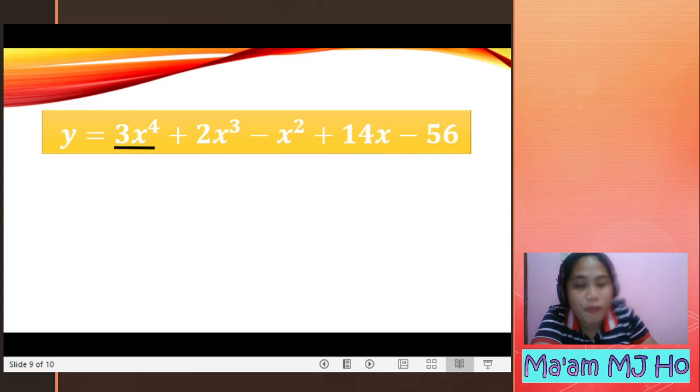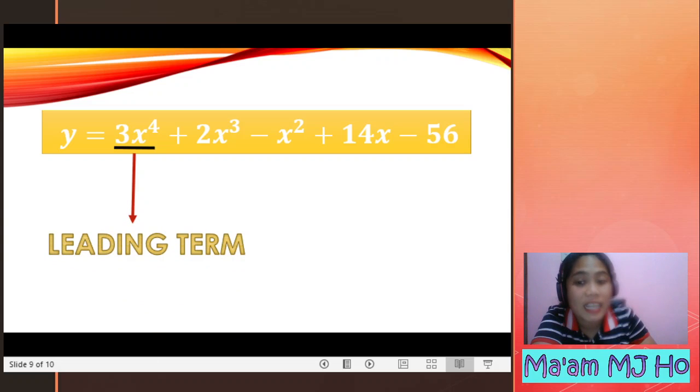So 3x raised to 4 is the term with the highest exponent. The highest exponent in our given example is 4. Therefore, we can consider 3x raised to 4 as the leading term. And out of the leading term, we can classify the leading coefficient. When we say leading coefficient, ito yung number na nasa tabi ng ating variable ng ating leading term. In our case, 3 is our leading coefficient. And yung pinatandaan ko sa inyo kanina, na negative 56, we call that as constant kasi ang kanyang katabing variable ay x raised to 0, which is equivalent to 1.